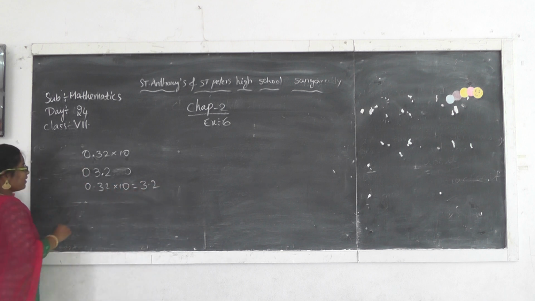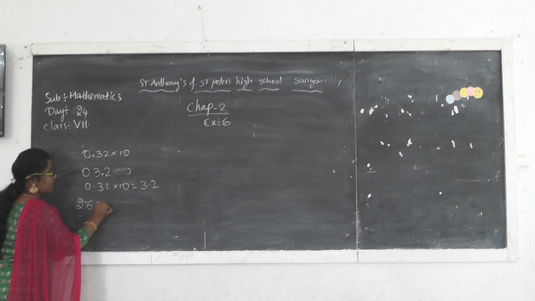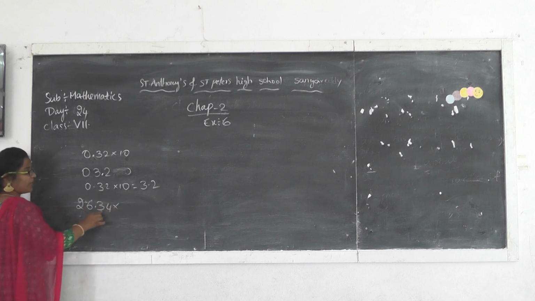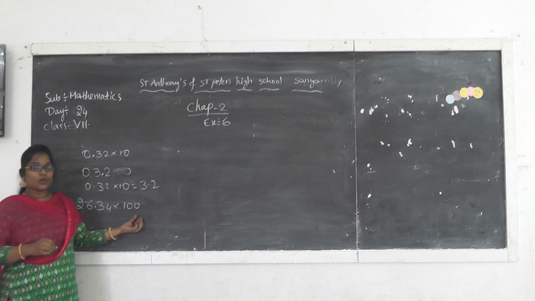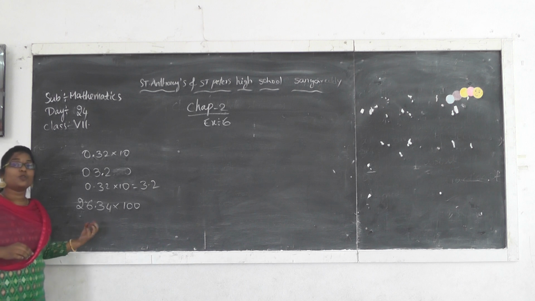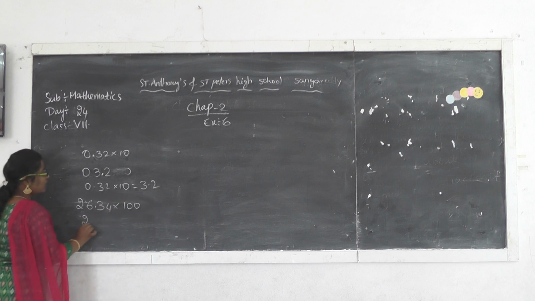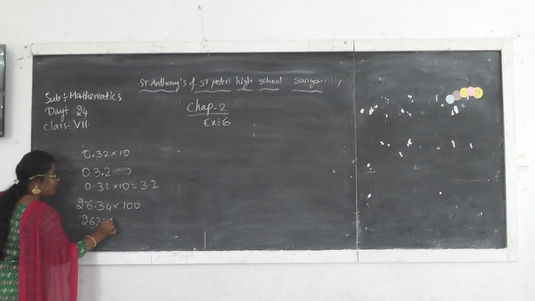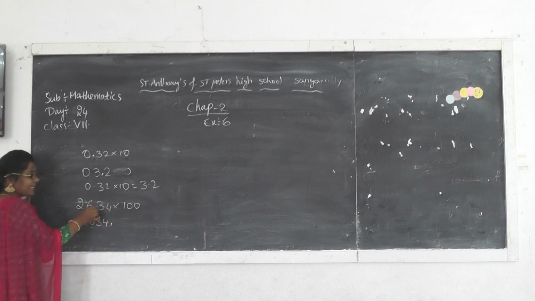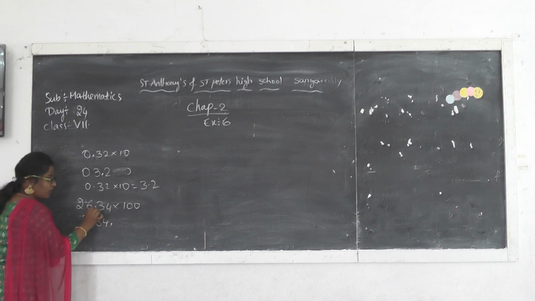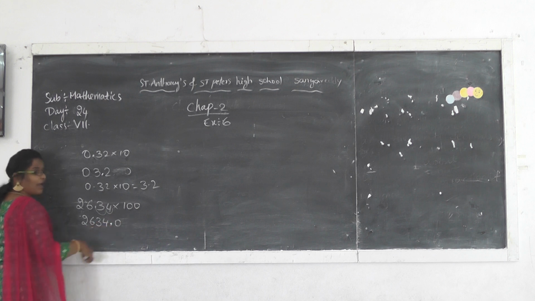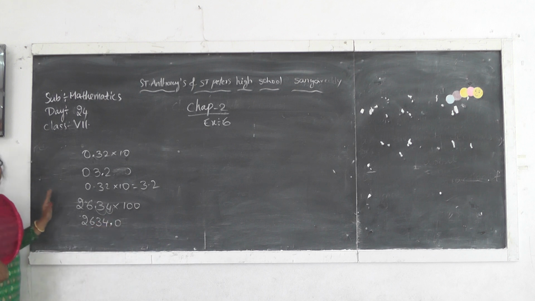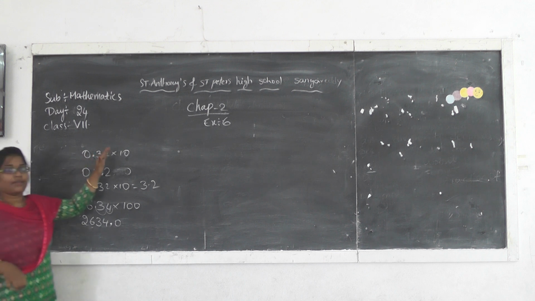Are you clear? Let me take one more example. 26.34 into 100. How many zeros are there here? 2 zeros. That means the decimal point should move 2 steps forward. It is nothing but 2634, because the point is there before 3, and 2 steps should move forward, 1, 2, isn't it? So the point should be kept after 4. There is no decimal part, so we just keep 0. In this way we have to multiply the decimal number with 10, 100, 1000.